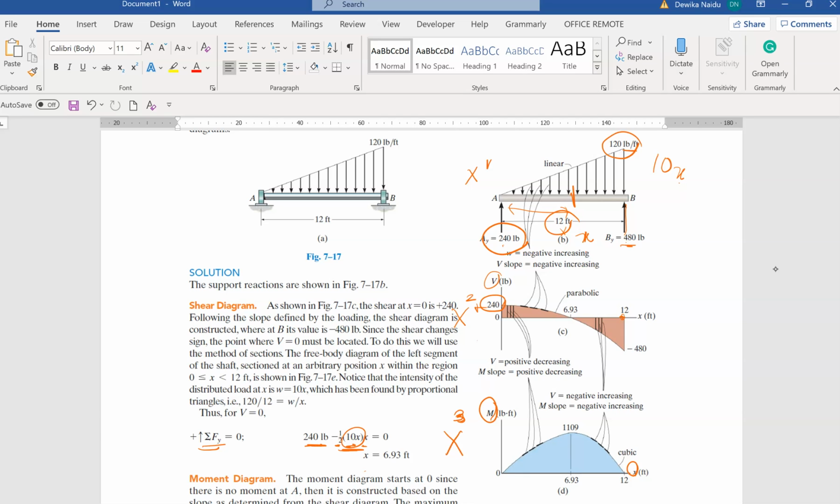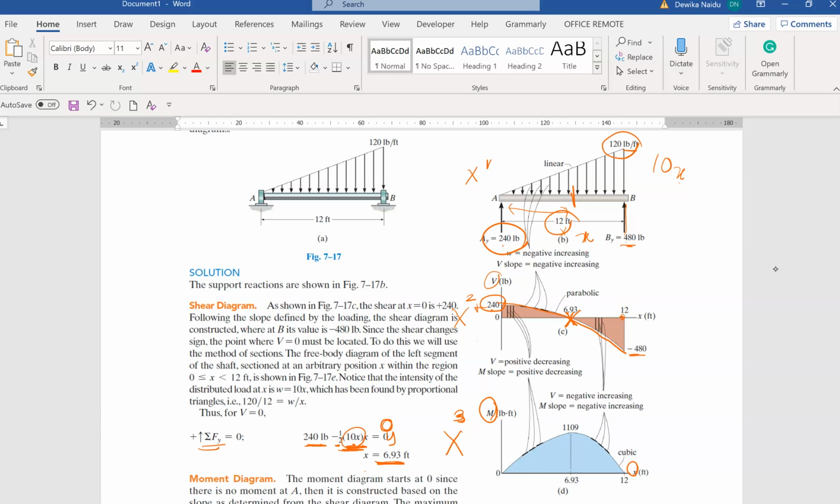Equals to y. You can actually plot this graph, but in order to see where it is intersecting 0, you just have to equate this with 0. If you equate with 0, you know that the intersection point is 6.93. So you know at 6.93 this is actually coming to a point 0. So you have 240 here, and then you have your negative 480 down here. So you just have to join the lines. Okay, so that is how it works.